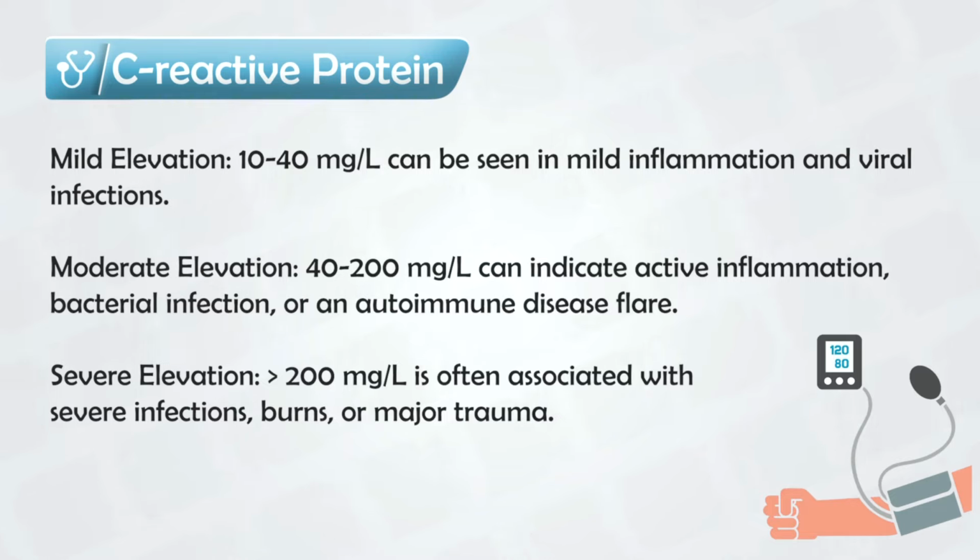If it increases up to 40, this can indicate some mild inflammatory problems or some viral infections. But if it's as high as 200, this indicates active inflammation, most likely by active autoimmune disorder or active infection, mostly bacterial. But if it's way too high, above 200, this indicates some severe issues, like severe burns, major traumas, or severe sepsis or infections.